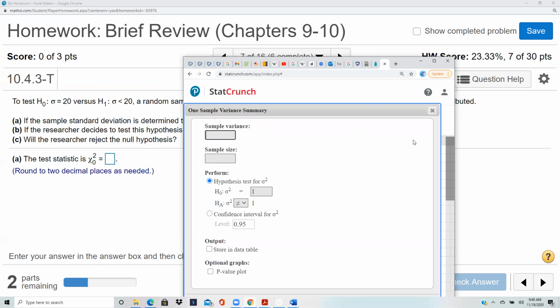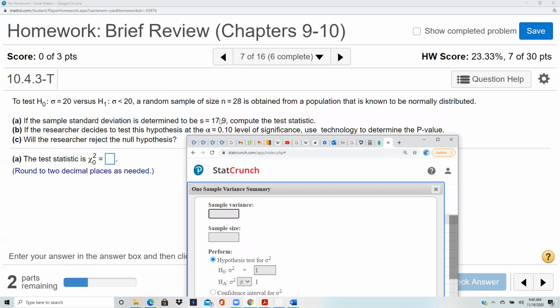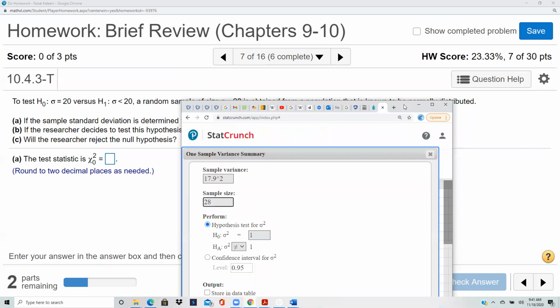That's where we have to square it, because the box asks for the square. Which one? The 17.9? 17.9 caret 2. Okay, and then sample size is 28. Okay, now what do I put in the hypothesis test?